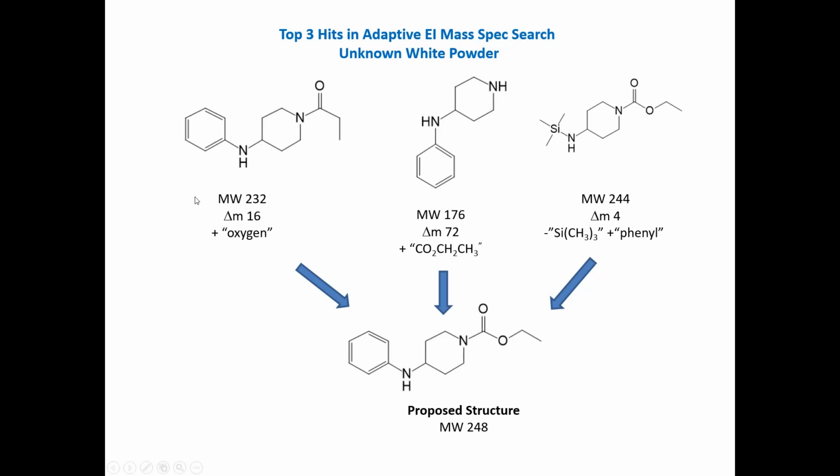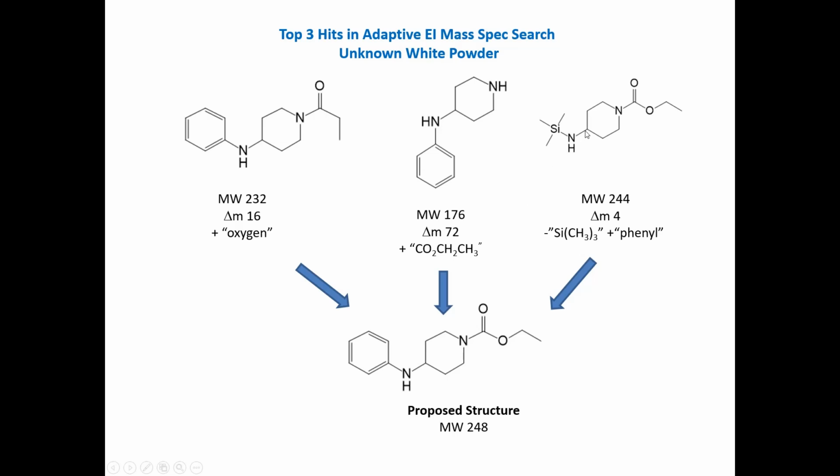As we've seen in the first slide, we had one with a delta mass of 16 that indicated an oxygen should be inserted somewhere, which we proposed might be between the carbonyl and the CH2 group. We have another with a delta mass of 72 for one of the hits that indicates the central part of the molecule is here, only differing by the presence of this carboethoxy group added.